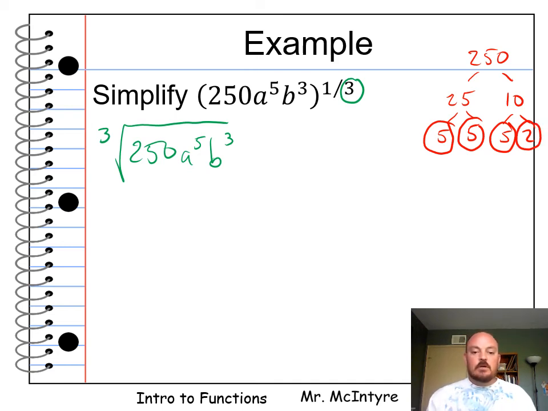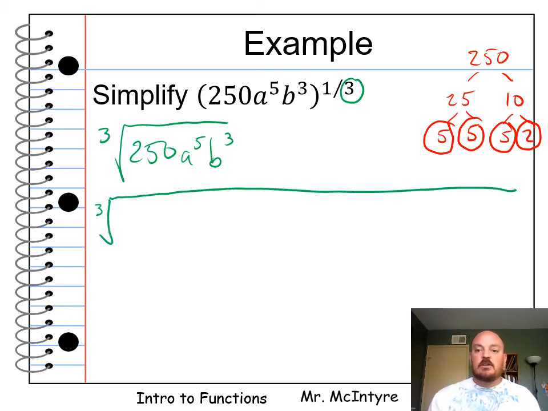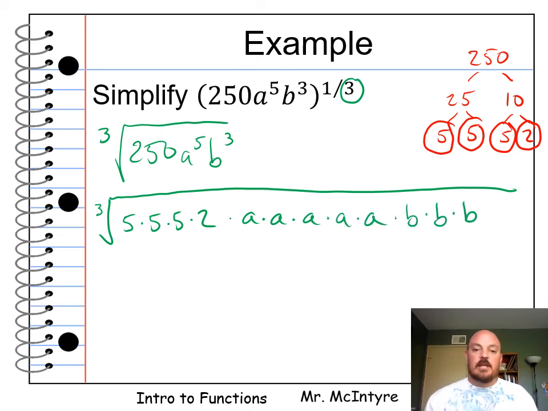So let's go back to our cube root question. I'm going to leave myself some space here to write it all out. The 250 ends up being 5 times 5 times 5 times 2. And then we have 5 a's, 1, 2, 3, 4, 5. And then we have 3 b's, 1, 2, 3.